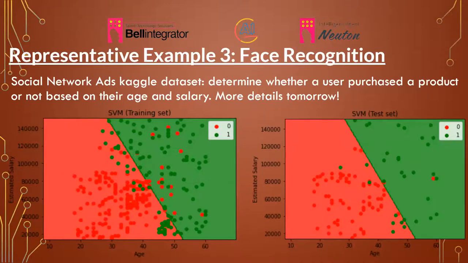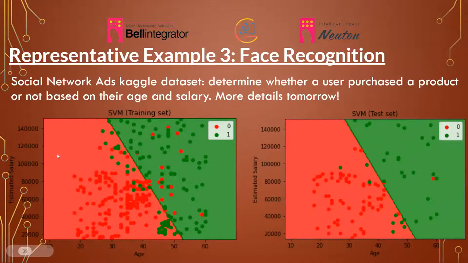Last example is from a data set from Kaggle. Excuse me, this is not face recognition. This is a data set which is showing you whether a user purchased a product or not based on their age and salary. So it's basically zero or one. It's a purchase decision. And depending on their age or salary, one has to predict whether a user purchased something or not. So it's a zero or a one.